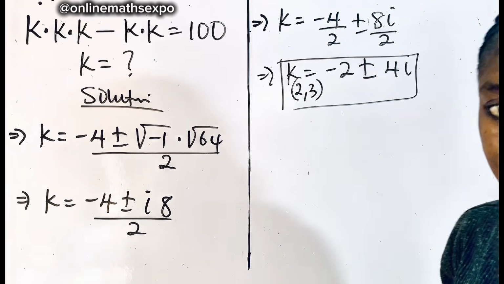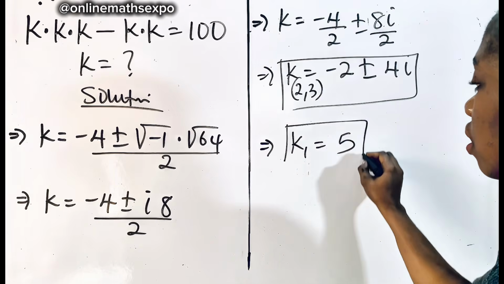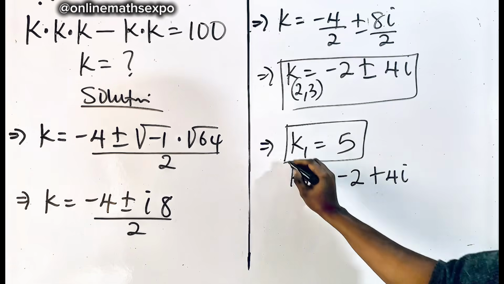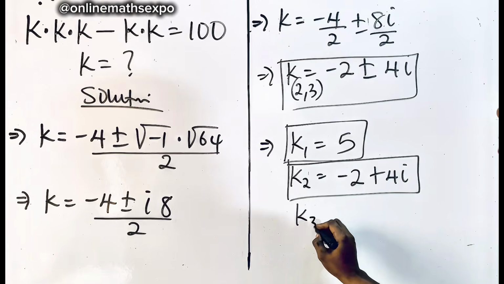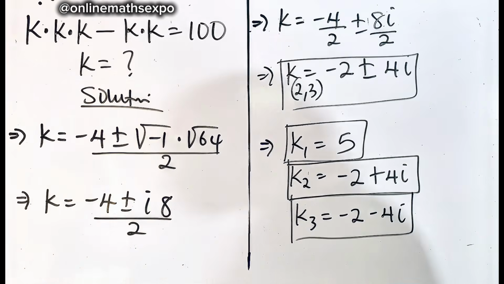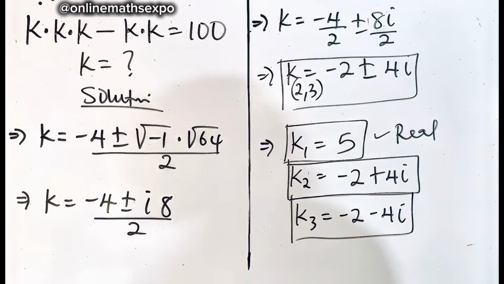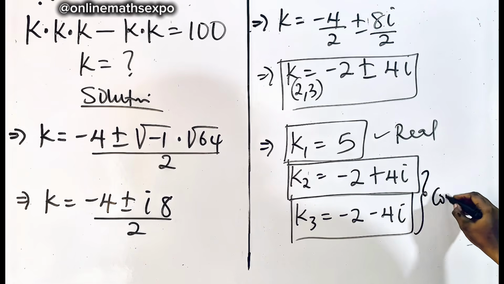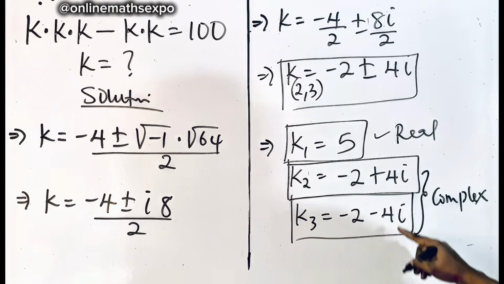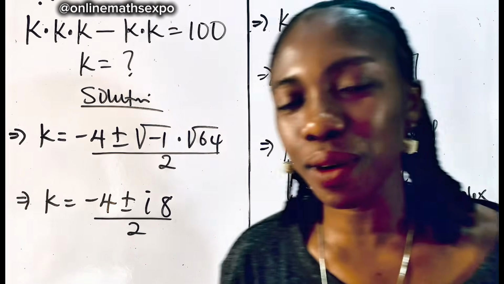If you gather the values of k together, we have it that the first k value is 5, the second k value will be negative 2 plus 4i, and then finally the third k value is negative 2 minus 4i. Now this is the real solution, it's only real and it can be found on the number line, and these ones are complex because they contain both the real and the imaginary part. So these are the 3 solutions for this particular equation, and I hope you really learned something.